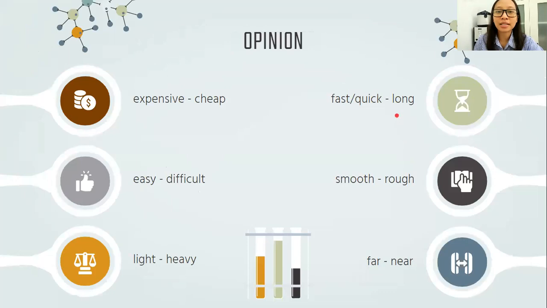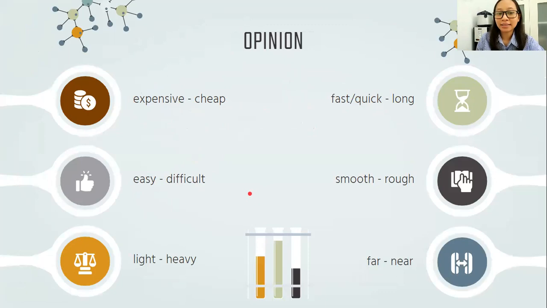The opinion, because this is our opinion, it can be different with the other's opinion, okay? What we think expensive can be cheap for other people. Nah, itu yang namanya opinion. Expensive atau cheap itu kan relatif. Easy or difficult to operate.